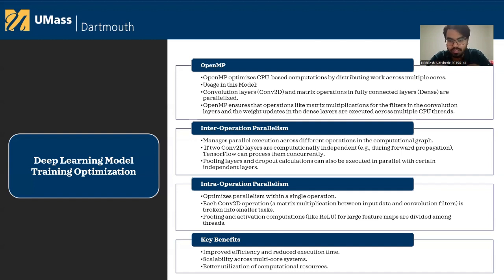Interoperation means we have distributed task A to thread 1 and task B to thread B. Intra-operation means let's consider thread 1. Within that task A, it will try to find whether it is possible to have parallelism within a single operation. For example, for each convolution operation, the matrix multiplication between input data and convolution filter is broken into smaller tasks. The pooling and activation computations like ReLU for large feature maps are divided among the threads. The benefits of using multi-threading in TensorFlow are improved efficiency, reduced execution time, scalability across multiple cores, and better utilization of computational resources.